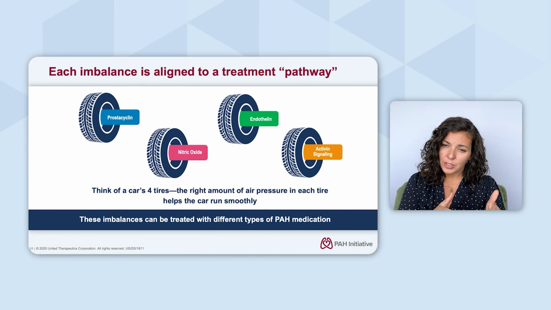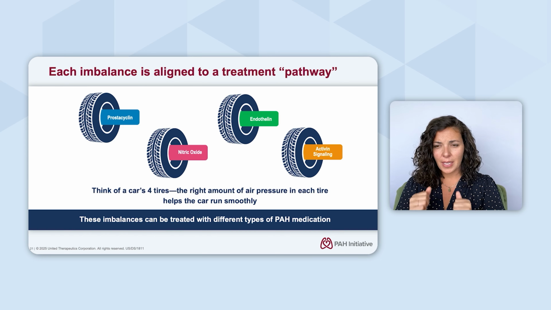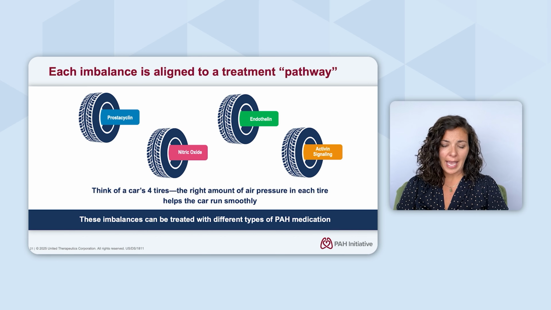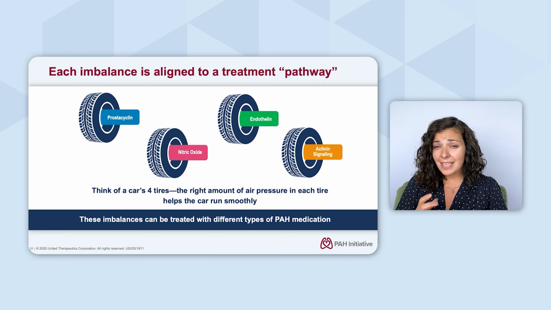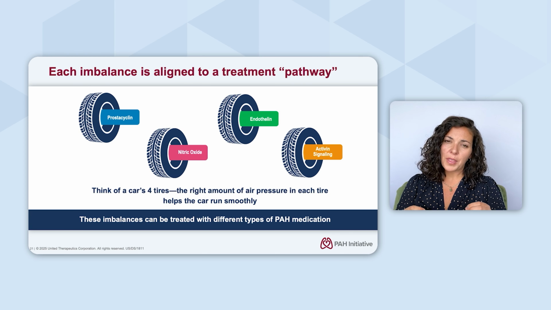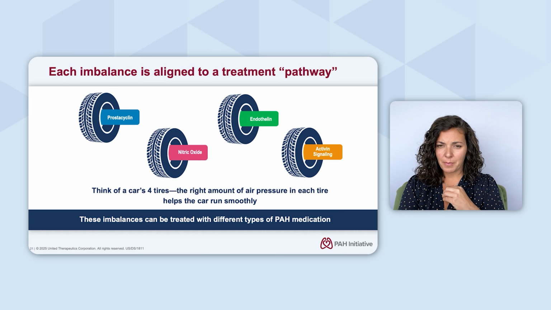We target nitric oxide, we can target the prostacyclin pathway, we can target the endothelin pathway, and we can target the activin signaling pathway. And I think that this is really important for my patients to understand, because then they can understand, why is it not that we start one medicine and then maybe we replace it with something else?